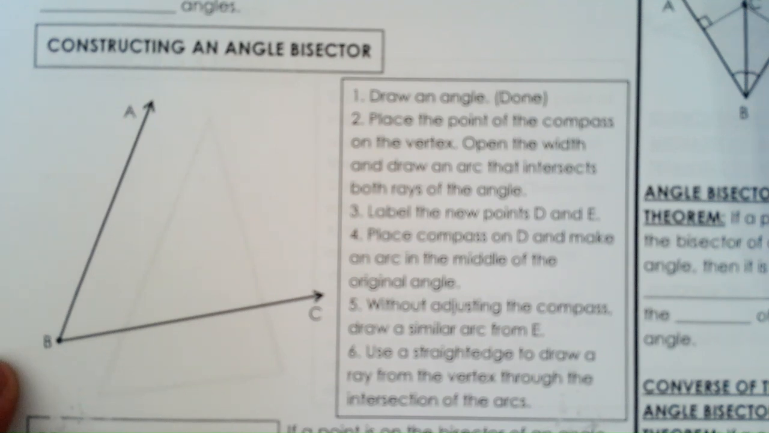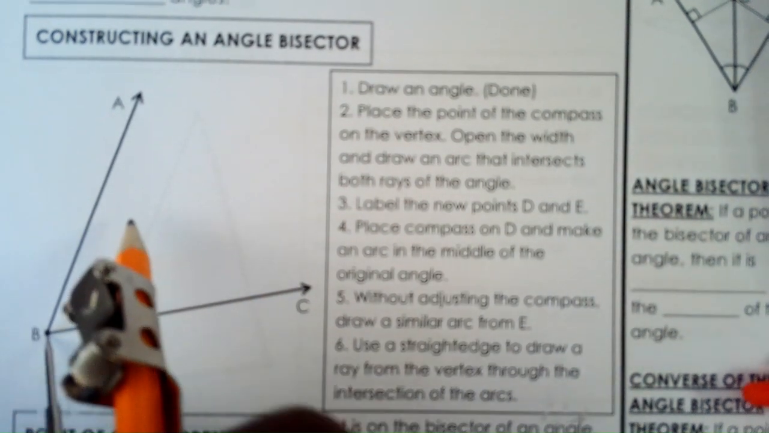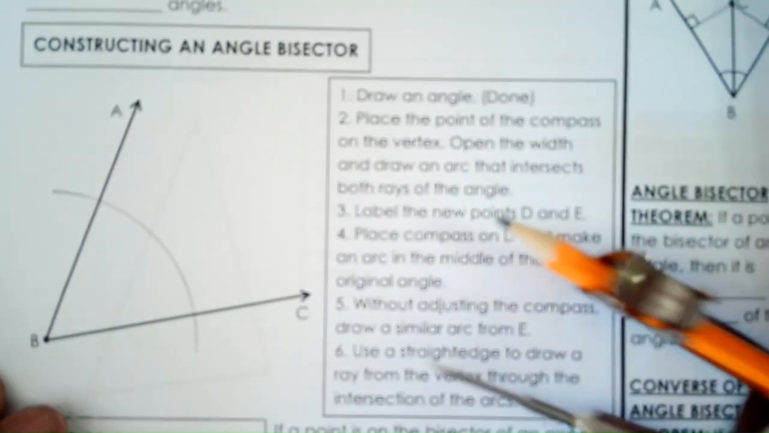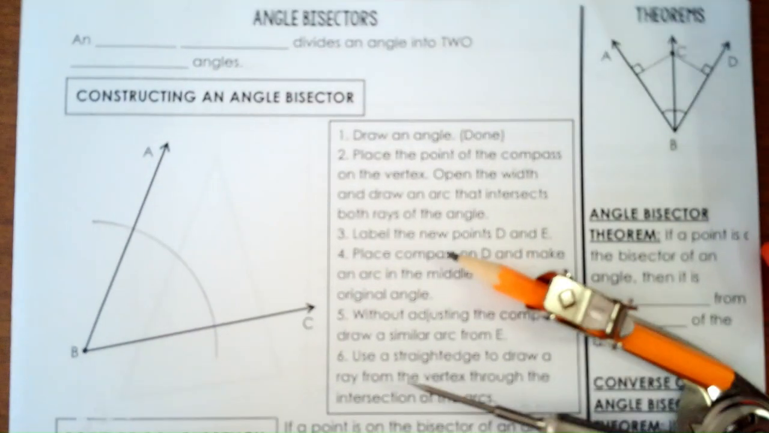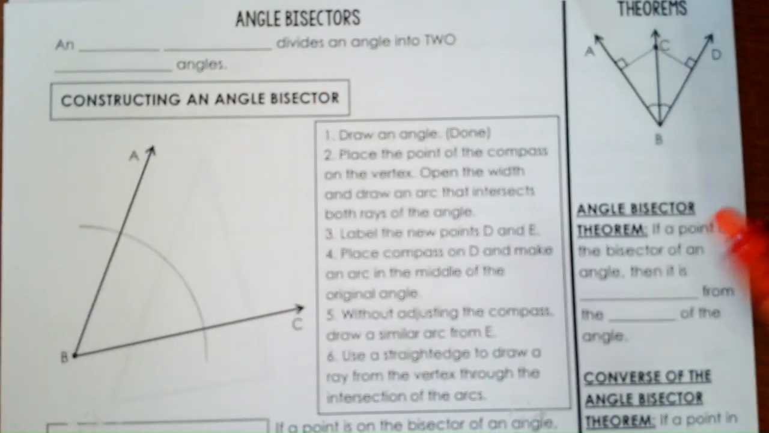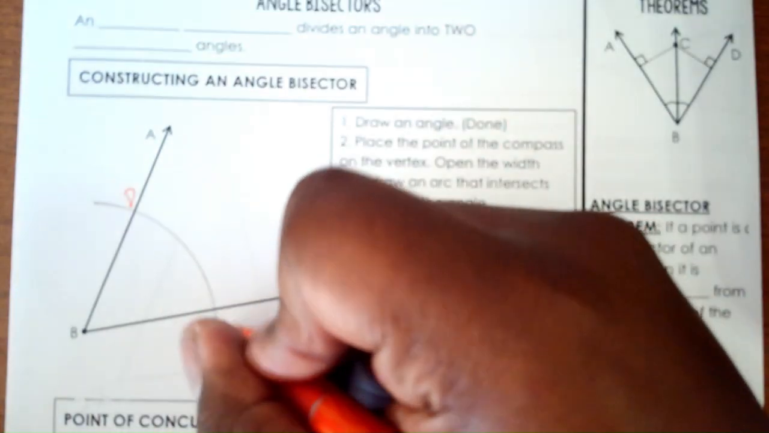And we are going to open the width of this and draw an arc that intersects both sides. Now, for this arc, it does not matter what size these arcs are. Just make sure that you don't adjust it for our next two. So here's our first one. We have to make one that hits both sides of our angle. So here we go. That's both sides of our angle hit right there. Now, after I do that, I'm going to label these two intersections as D and E.